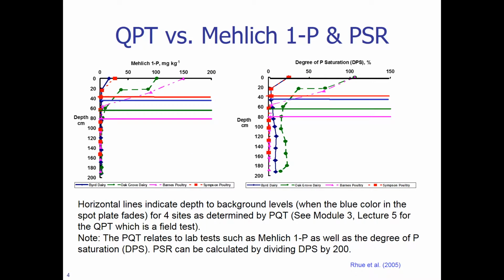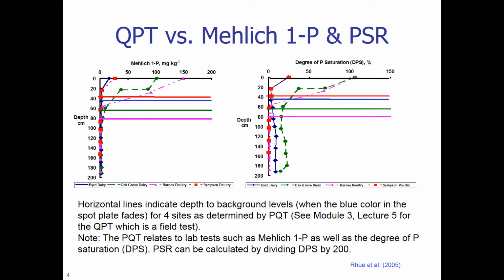Here we look at QPT versus Mehlich 1P and the PSR. The figure to your left has Mehlich 1P on the x-axis and depth on the y-axis, and they represent samples from 2 poultry and 2 dairy manure impacted soils. The horizontal lines indicate the depth to background levels, that is, when blue color in the spot plate fades for 4 sites as determined by PQT. That's what we just explained.